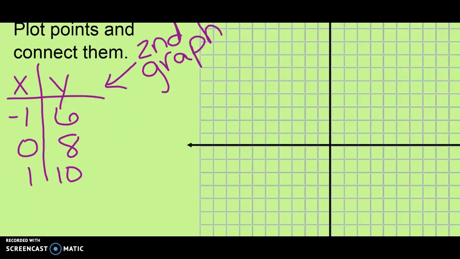Okay, and then you just plot the points. -1, 6. 1, 2, 3, 4, 5, 6. I think that's 6. All right. 0, 8. I'm going to guess that these points are part of it because it's going to run out of my screen. All right, so we want to go ahead and graph that. There you go. That's how you solve for y and graph it.